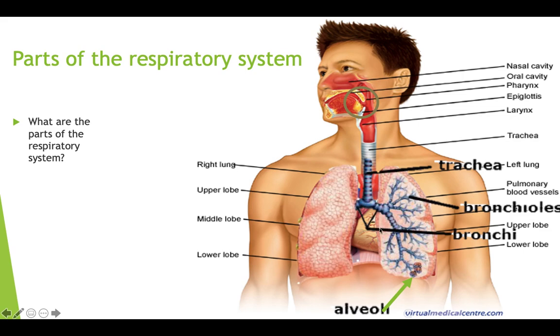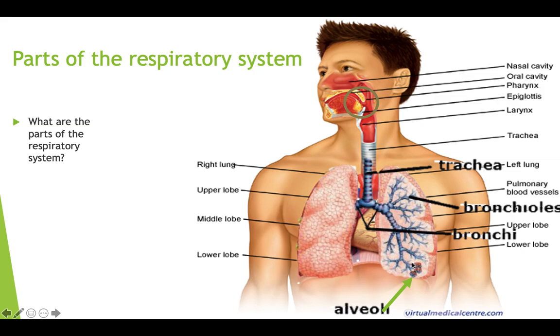Here we can see the inside of the lung. When the air goes through the trachea, it will get into the lungs. In the lungs, it'll go through the bronchi. There are three major bronchi. And then it'll get into smaller bronchioles, which will branch more and more like an upside down tree.